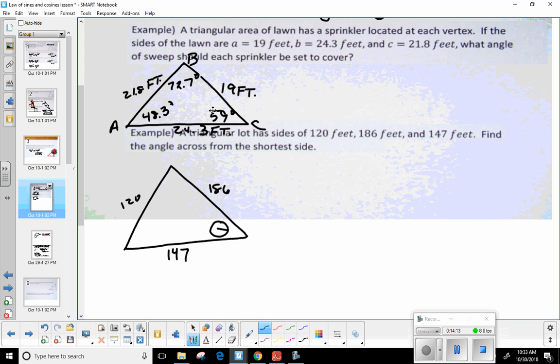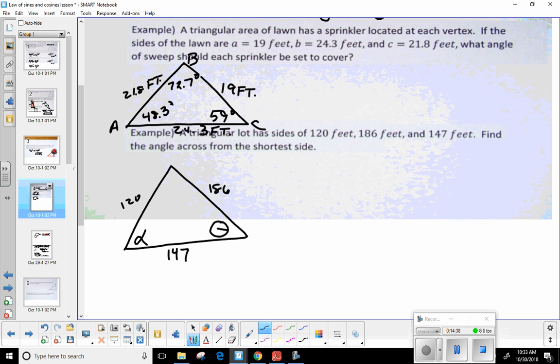Which one would I want to start with? There you go. I'd want to start with this one right here. Let's just go ahead and call him alpha, across from 186. That alpha, I know he's obtuse, because he's across from the largest side length. I would always want to start with him, but this one just wants the smallest, and the law of cosines will always give you what you want.